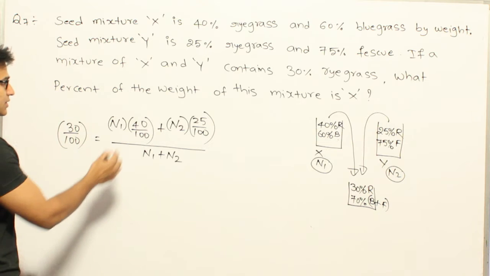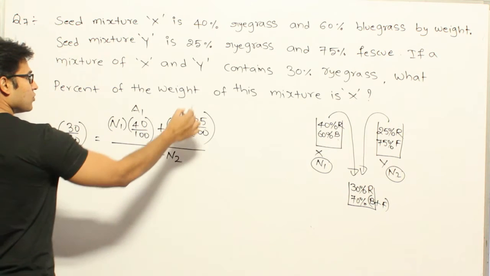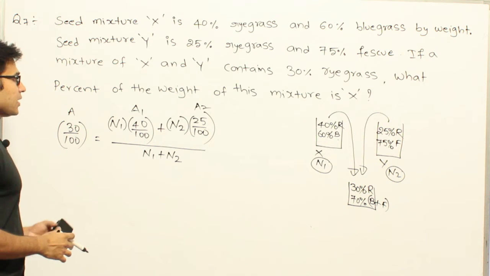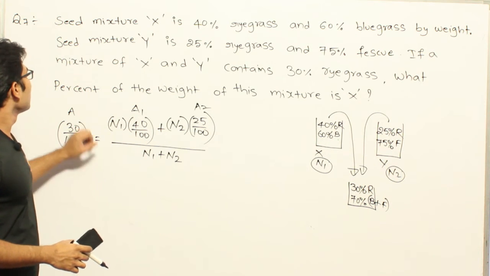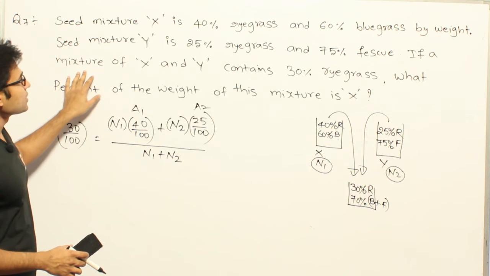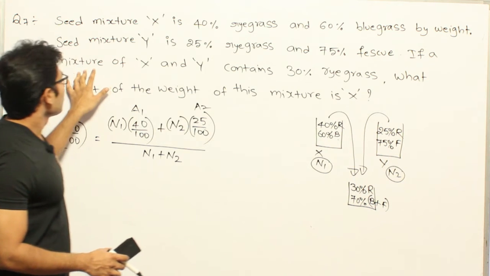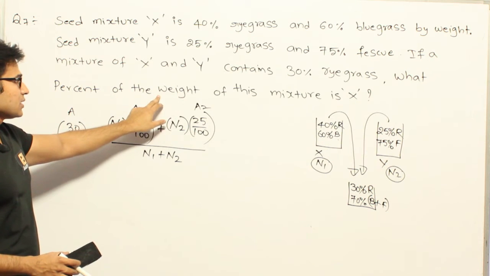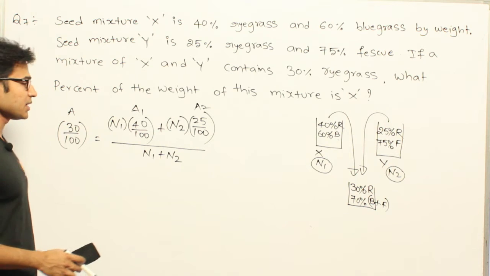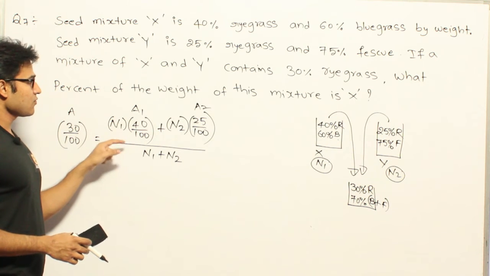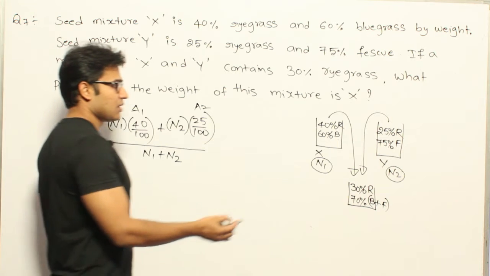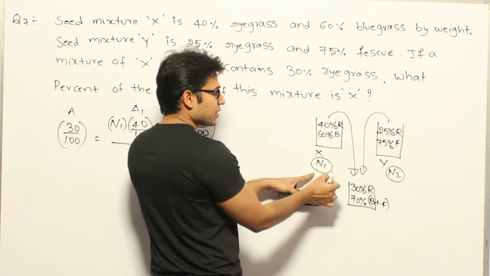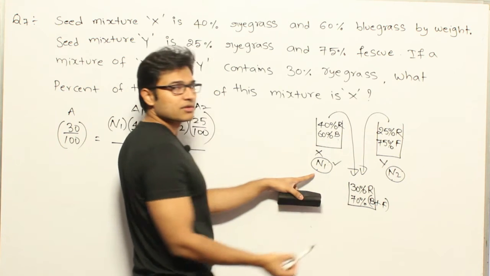You can assume that this is average A1 of one group, average A2 of the other group, and this is the final average, right? Now they are asking, if a mixture of x and y, what percent of the weight of this mixture is x? Which means they are asking about the percentage of n1 and n2, the weights taken from these two. Out of this n1 and n2, what percent is n1? That is what they are asking.